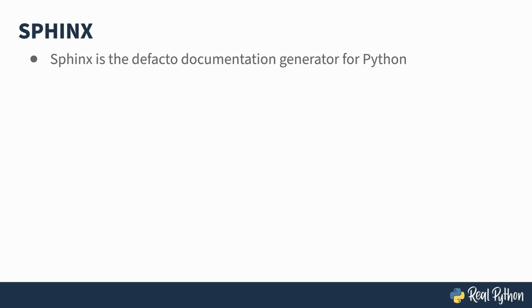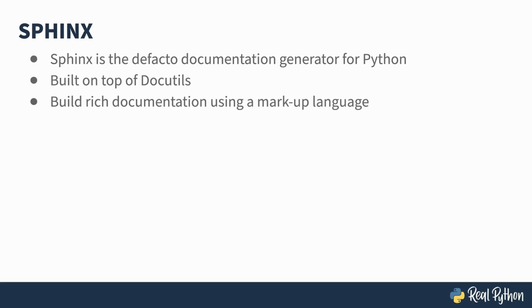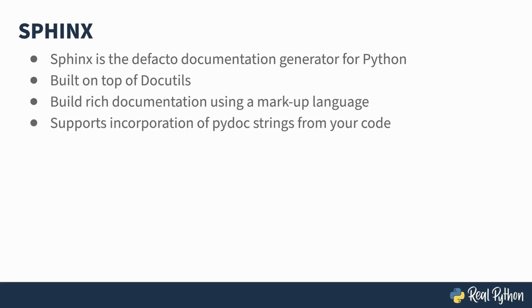Sphinx is the de facto documentation tool for Python. It's built on top of the docutils library and uses text-based markup formats to provide styling and structure information to your documents. Sphinx has a pluggable interface, and one of the extensions it ships with can read pydoc, allowing you to build documentation by parsing your code comments. You do comment your code, right?